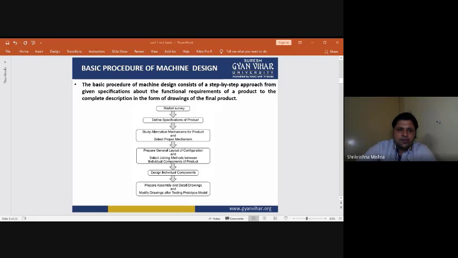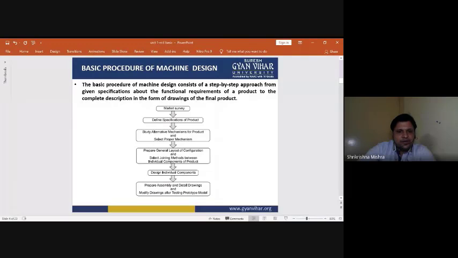In this step, the designer specifies the joining methods such as riveting, bolting, or welding to connect the individual components. Rough sketches of the shapes of the individual parts are prepared. Now, this was step number three, coming into step number four. Step number four is the design of individual components. We are going to design the individual components in this step.